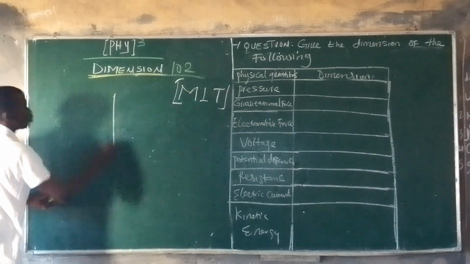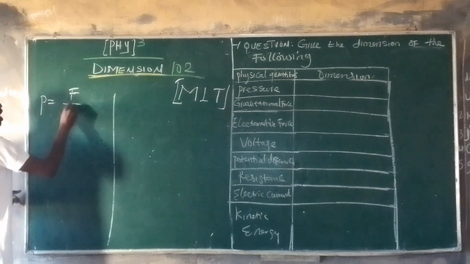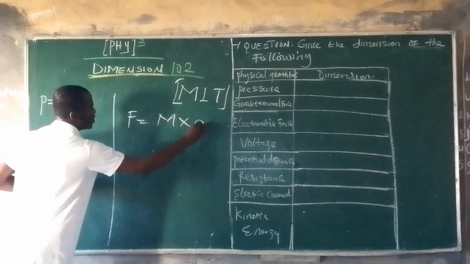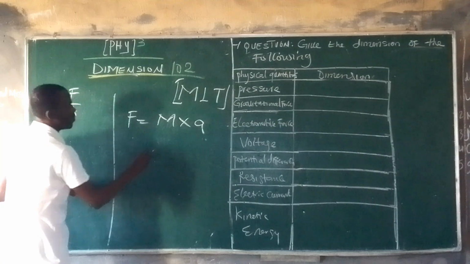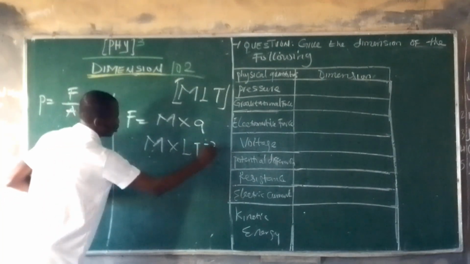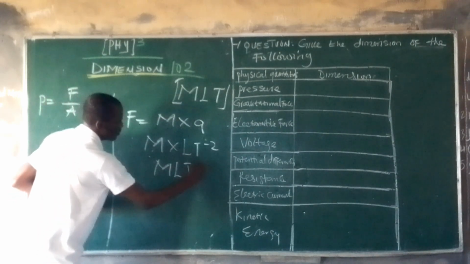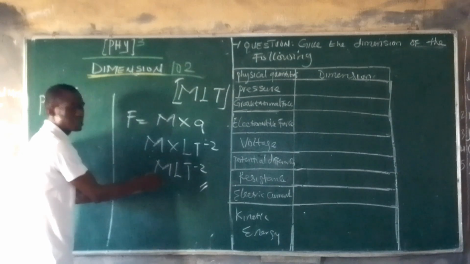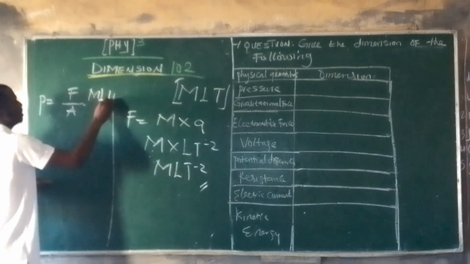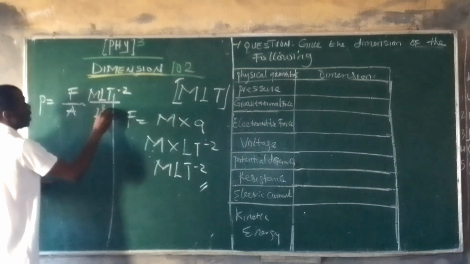When we have that, we have to find the dimension for pressure. Pressure is force over area. We know that force is mass times acceleration. But we know that the dimension for force is mass times LT minus 2. If we multiply, this becomes MLT minus 2. We're going to carry this expression and put it here, MLT minus 2, and then we are dividing by L to the power of 2.